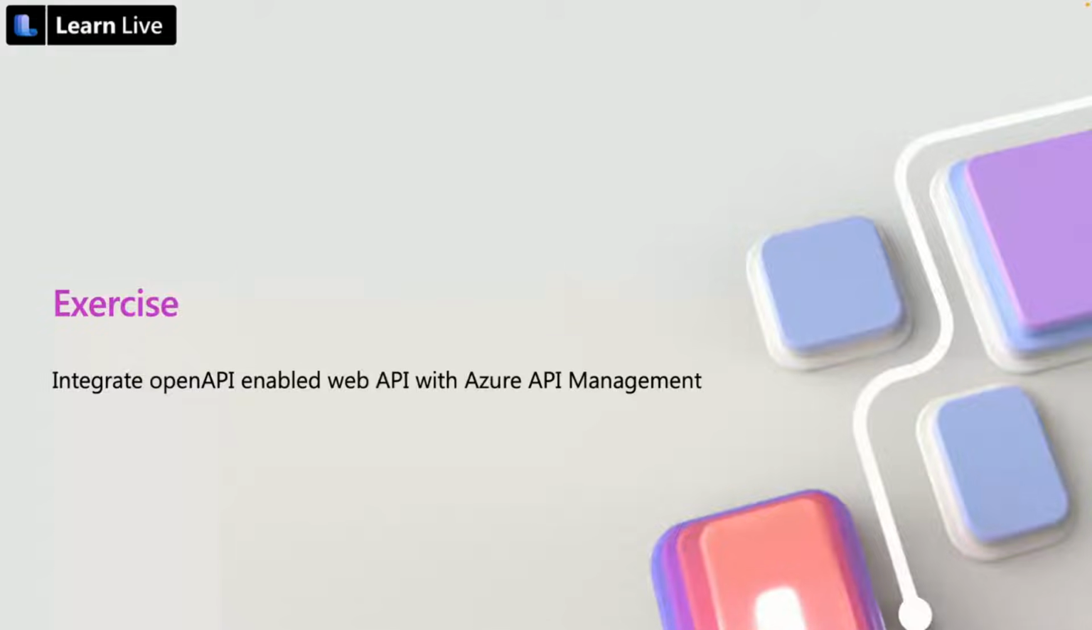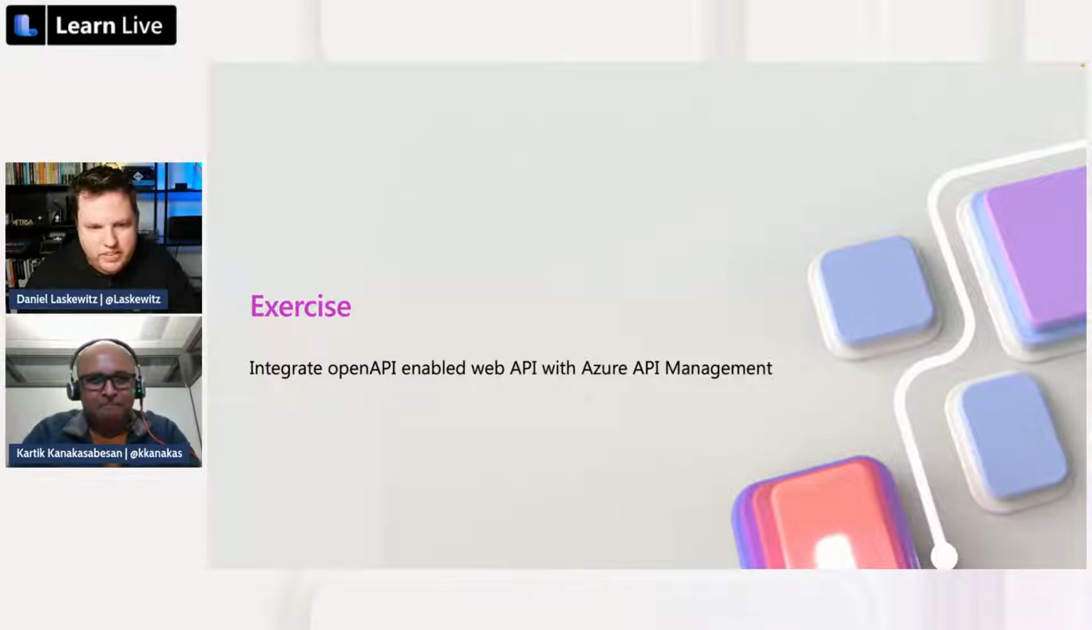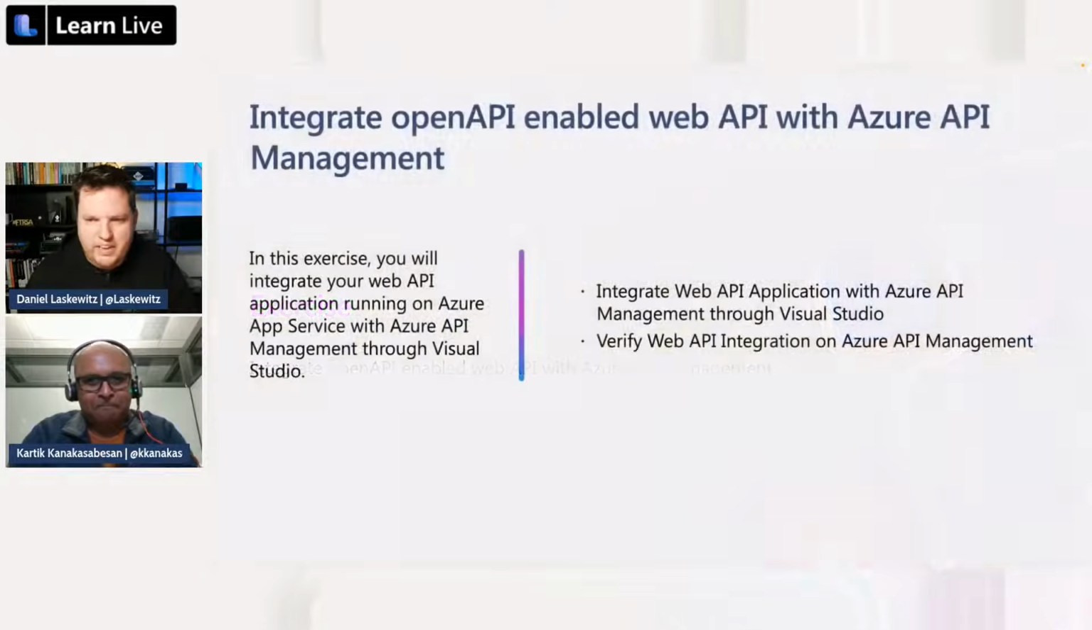So we're talking about integrating the OpenAPI-enabled Web API with Azure API Management. And to do that, you of course need to select the API management instance that you have within Azure, or maybe create one as well, just like we've shown in the Visual Studio experience with the app service.